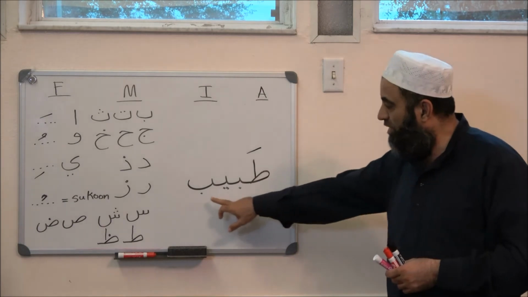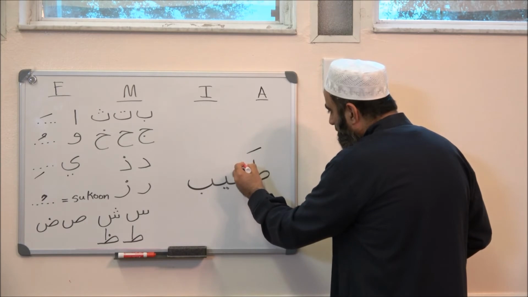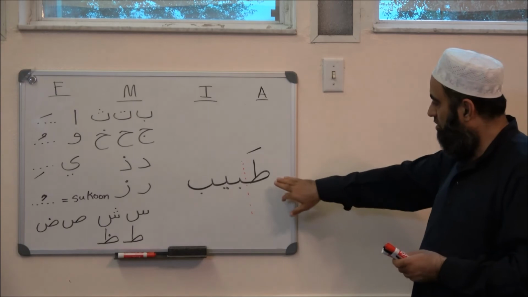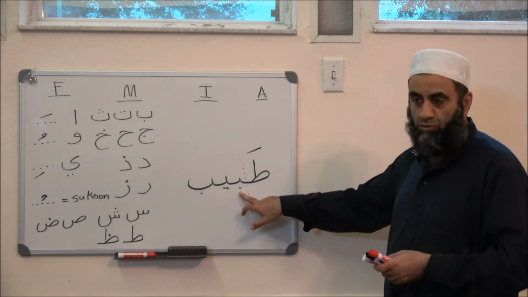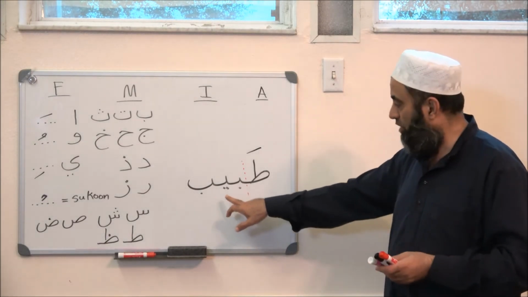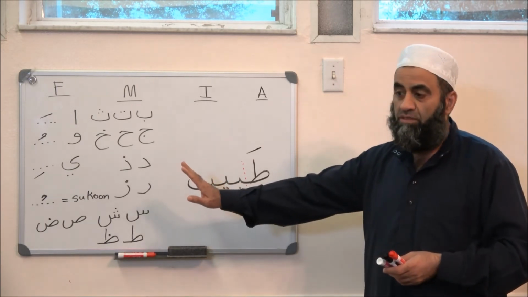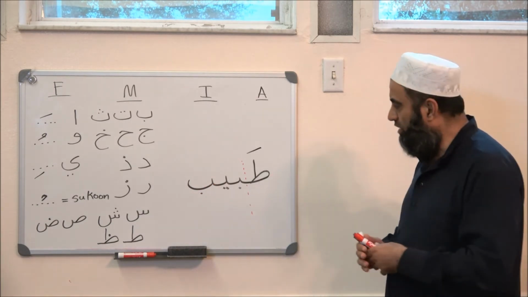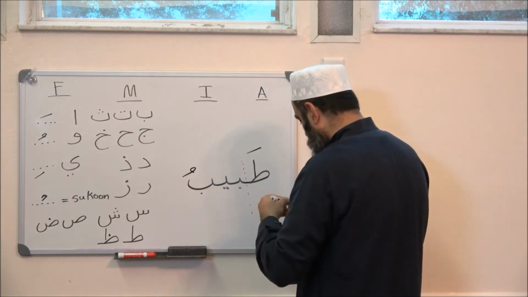Ta, B. Why did I divide it here? Why am I making two syllables? Because the rule says consonant plus vowel, that's one syllable. I look at the next one. Does it have a vowel attached to it? No. Not a short one, but a long one, which is the E. So now this would be a separate syllable by itself. So this is ba, B. How about now? Tabib.